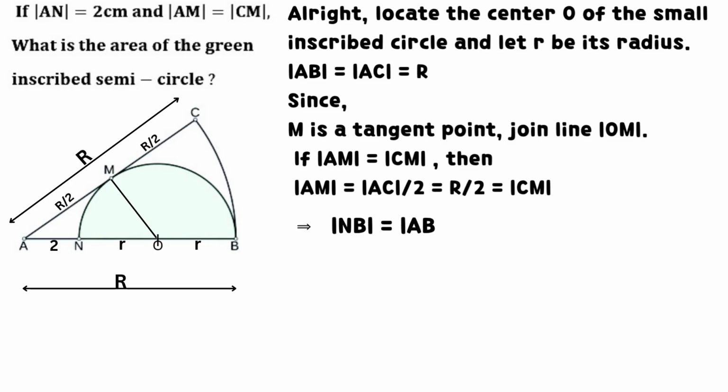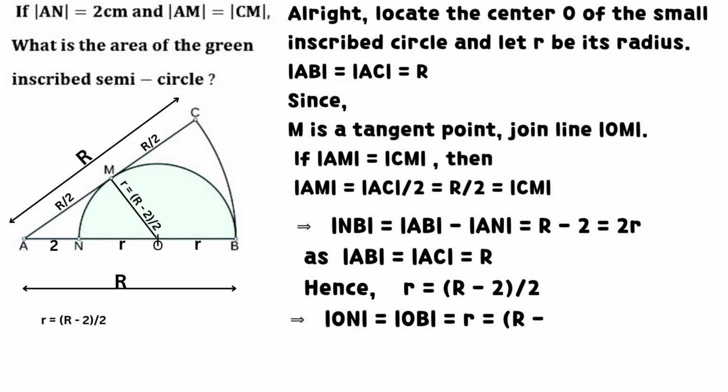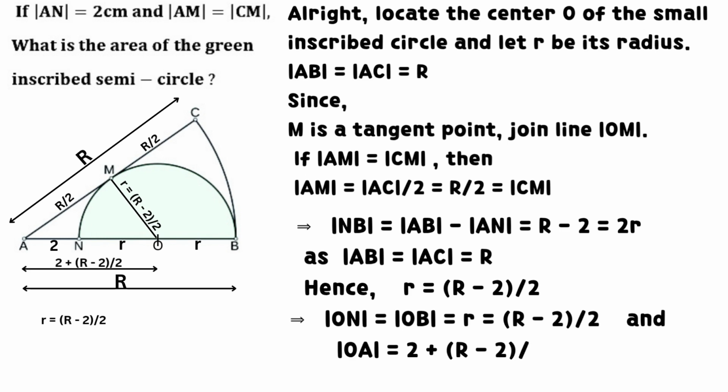This implies that length NB equals length AB minus length AN, which equals larger r minus 2. The result is equal to 2 times the small r. Hence, small r equals half of larger r minus 2. It follows that length ON equals length OB, which equals small r, as shown on the screen. Hence, length OA equals the sum of 2 and half of larger r minus 2.